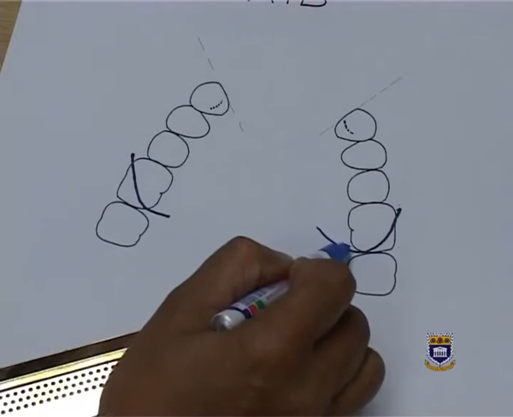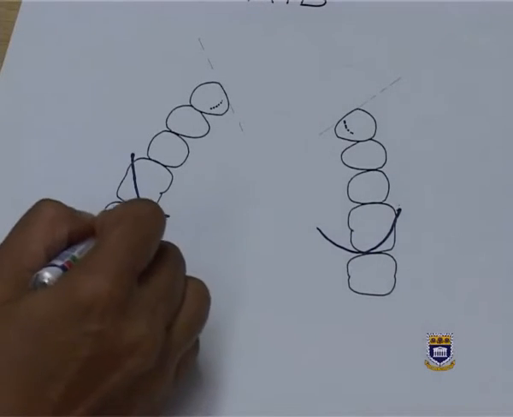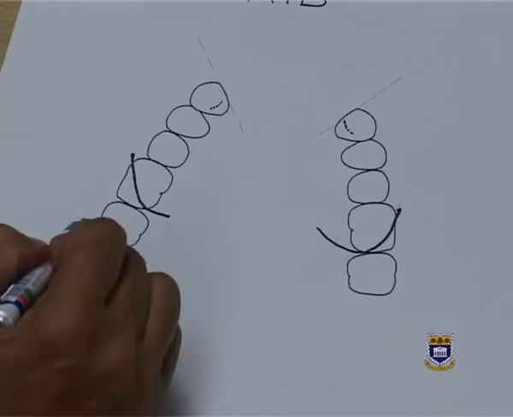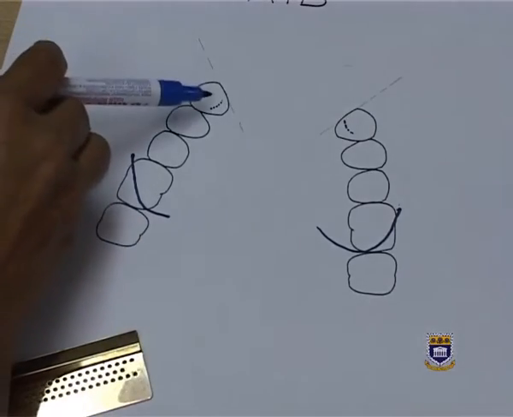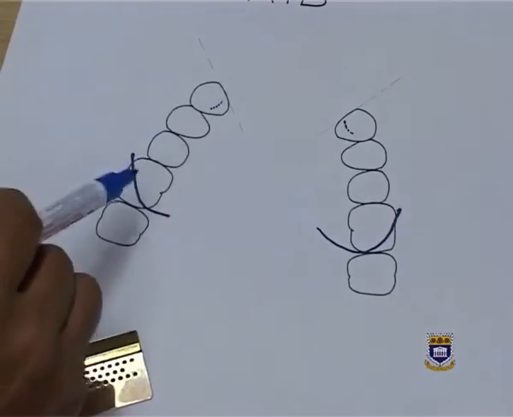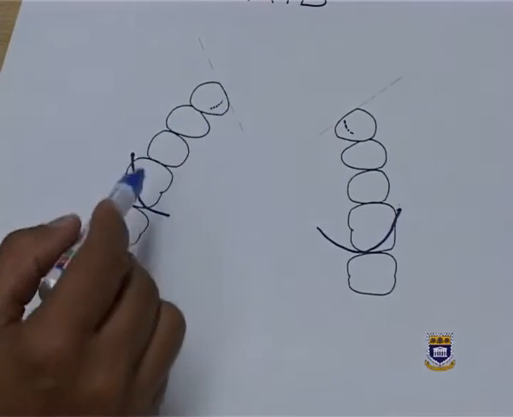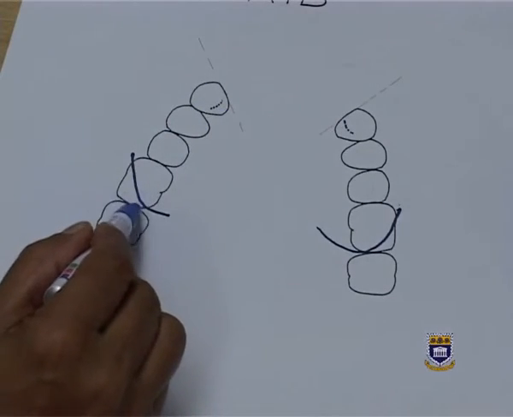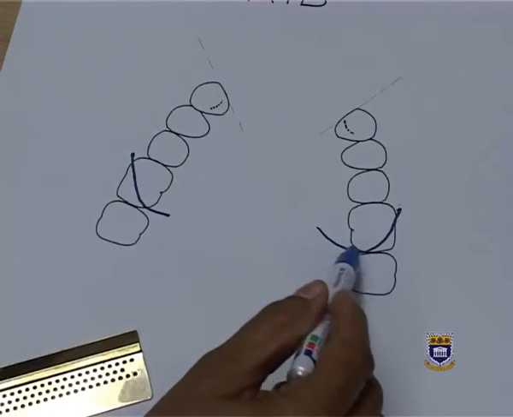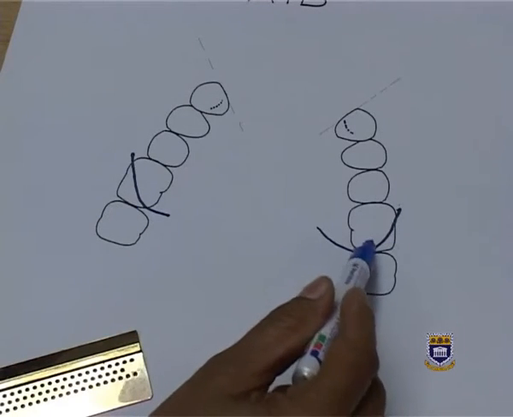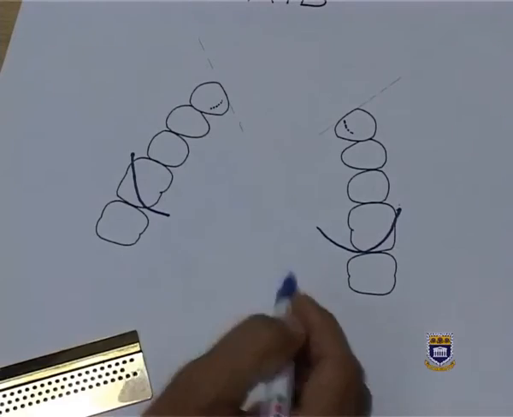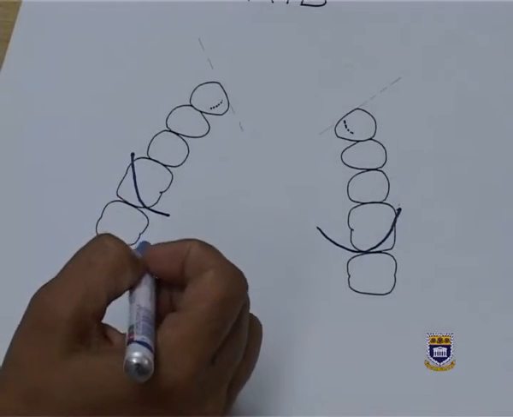and because the clasp is going through the embrasure area, this will also act as a rest, and in fact I will have 1, 2, 3, 4 rests. Cingulum rests on the canine, and an embrasure rest on the molar, and another embrasure rest between the 6 and the 7. So the next step is reciprocation.